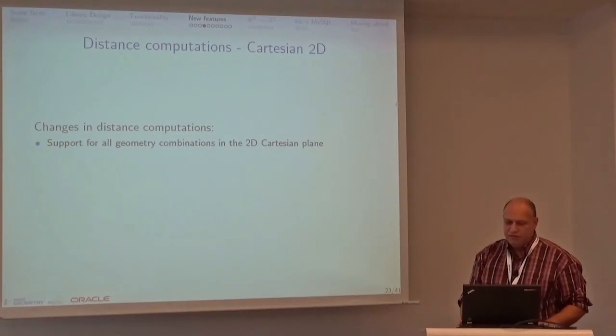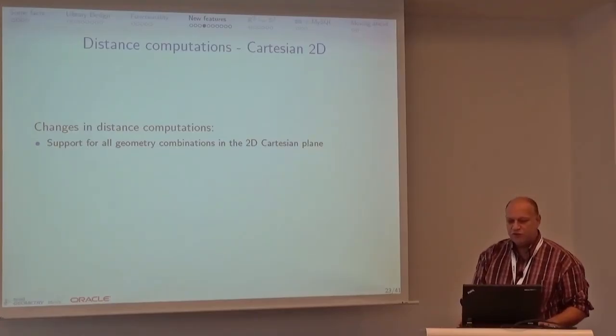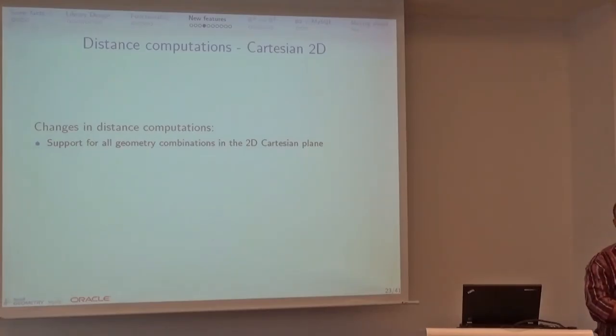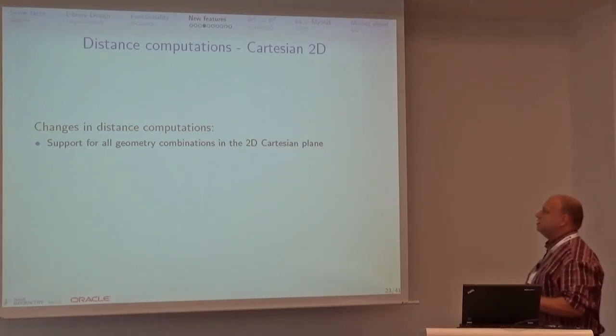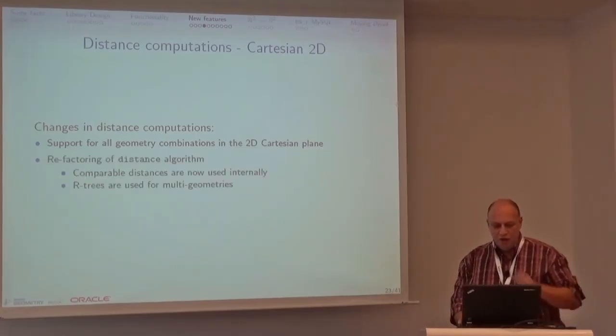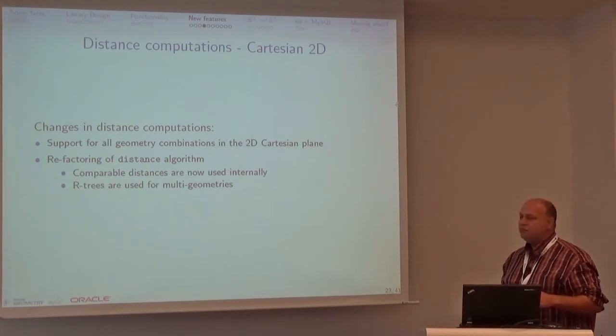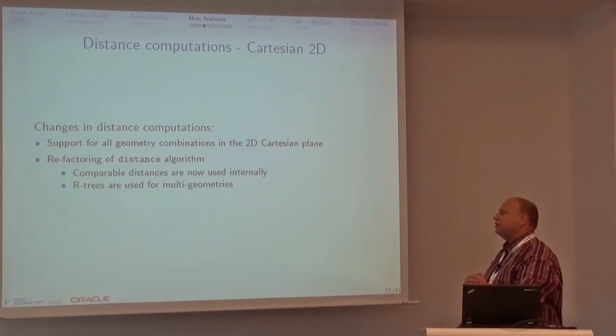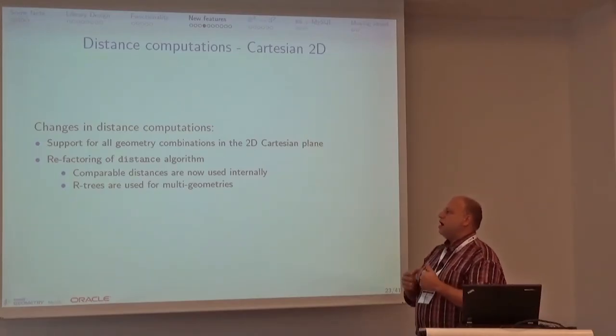So what else? We've done a lot of work in distance computations as well. So right now you can take any single piece of geometry combinations and compute their distance, at least in the 2D Cartesian plane. And apart from being able to support every single combination, we have done a lot of work on refactoring the distance algorithm. And how have we done that?